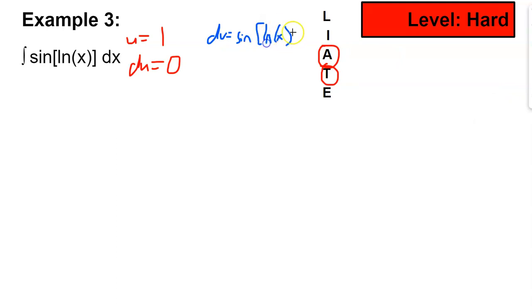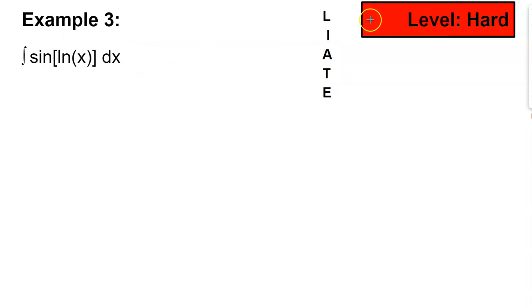I apologize for how this looks. And then v, which is the antiderivative, and, well, we ran into an issue. Finding the antiderivative of this function is going to be very annoying, and it's probably not going to be worth it, which is why for this example specifically, I actually recommend you just throw out the concept of LIATE. Let's just forget it exists. And we're actually going to make u sine of ln of x instead of 1.